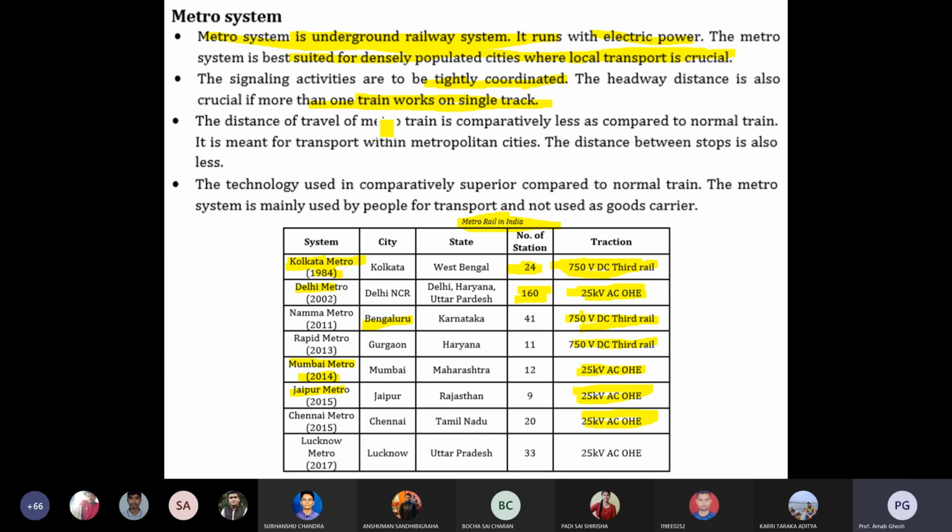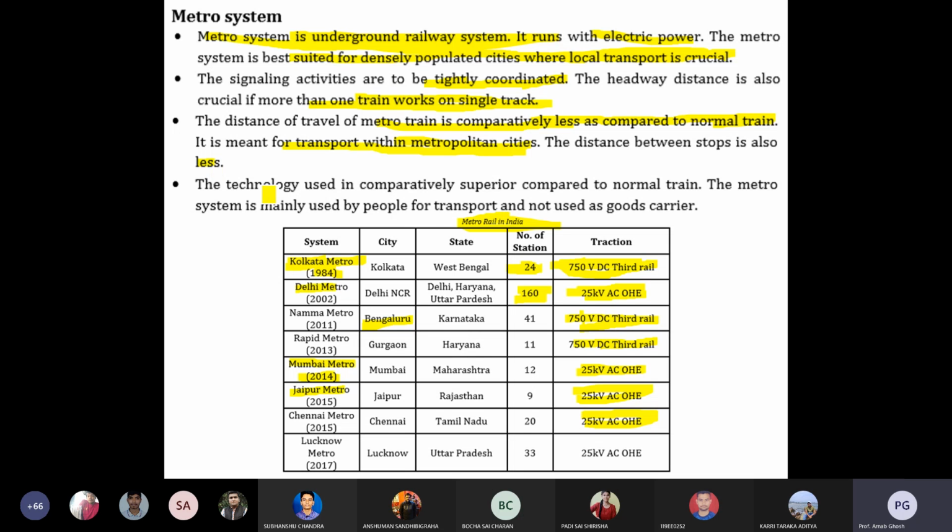Okay, the distance travelled by the metro is comparatively less as compared to the normal train. Means like that after 2 minutes, 3 minutes, the station will come. Metro is just like a bus stop. Okay, just like a bus stop. Okay, it means transport within the metropolitan city. Okay, the distance between two stops is also very less. When metro service means less than your urban service. Okay, urban means there is a minimum of 5 kilometer, but for a metro, 5 kilometer is not like that. It's like a bus stop.